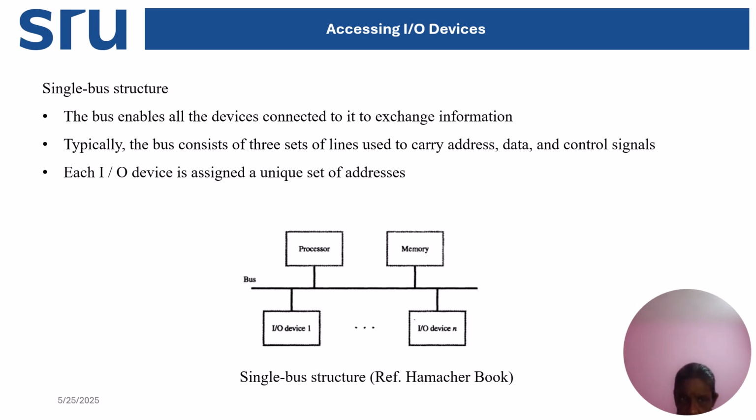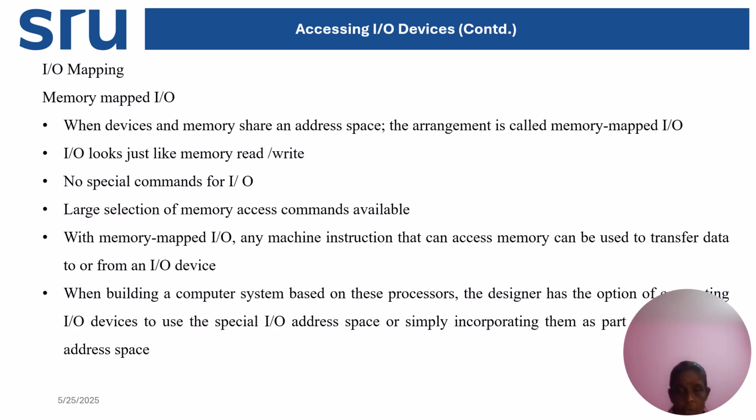Each IO device is assigned a unique set of addresses. So, when an IO device is called upon, the address of the particular IO device is to be sent via the bus. In this case, we have to generate particular spaces for storing the address. So for that, we have to see about the IO mapping.